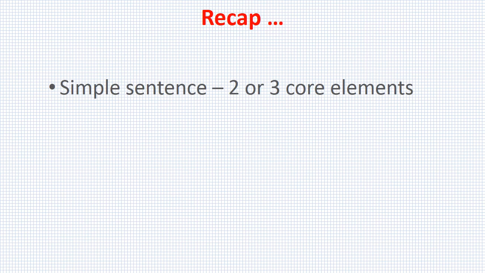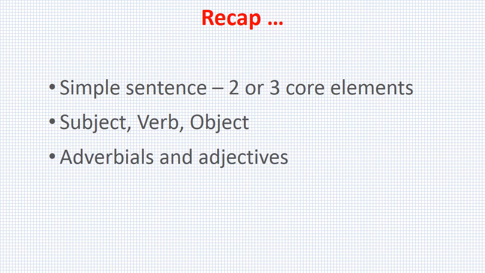Okay, so we've seen how a simple sentence has two or three core elements, a subject and a verb, and often an object. We also usually see optional extras such as adverbials and adjectives. So what about longer sentences? In the next presentation, we'll look at compound and complex sentences. We'll see how conjunctions and commas are used to connect clauses to form longer sentences.